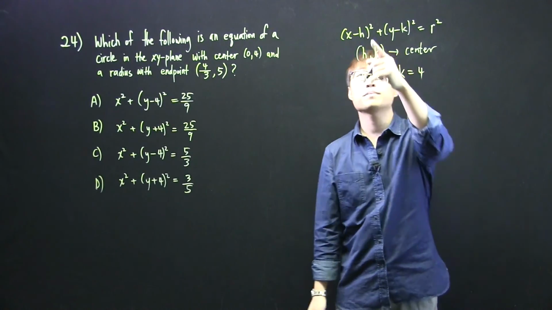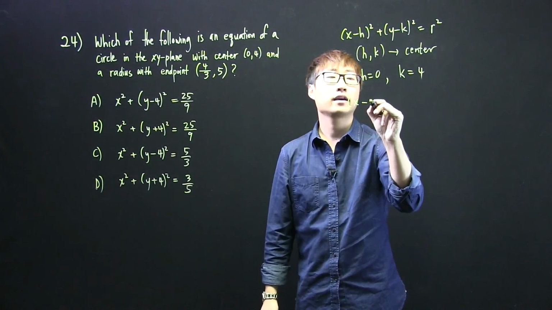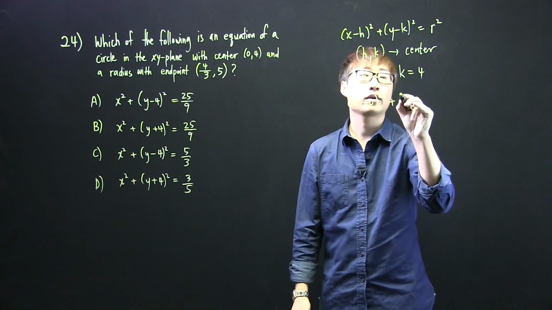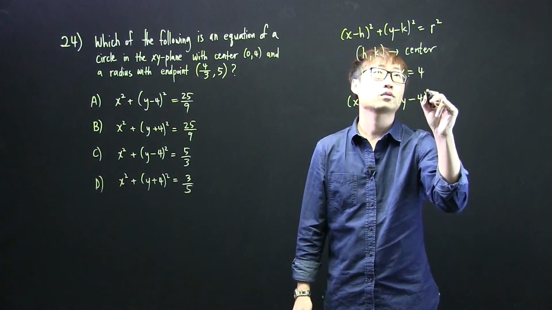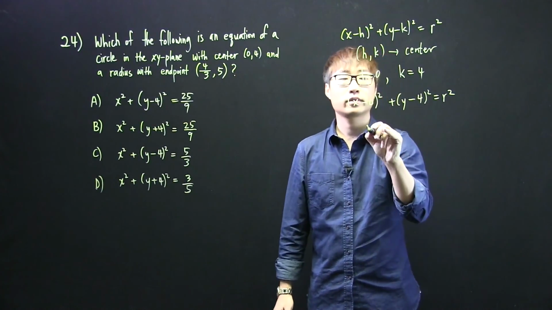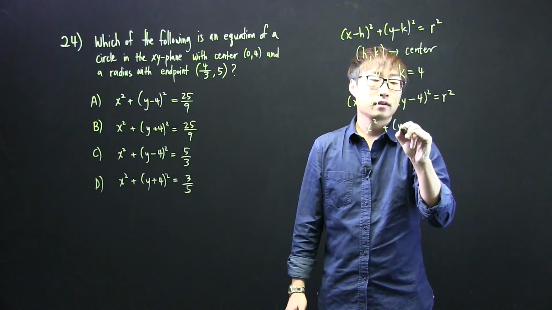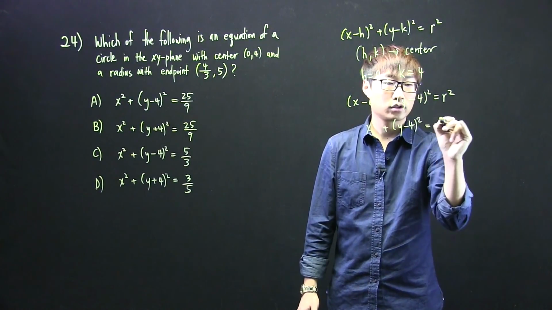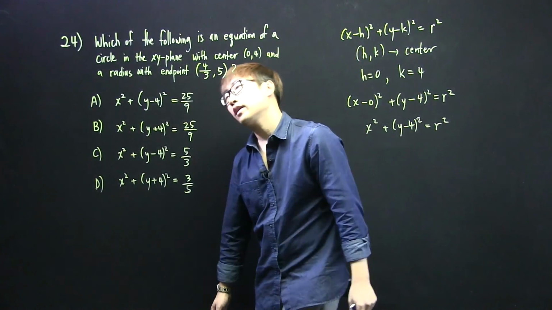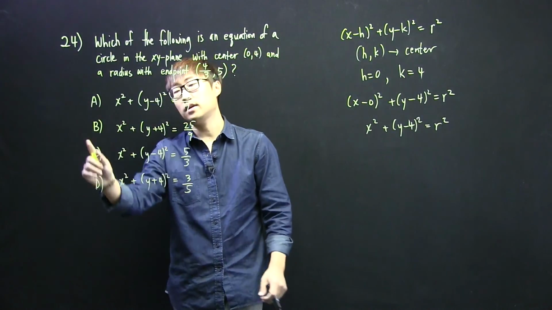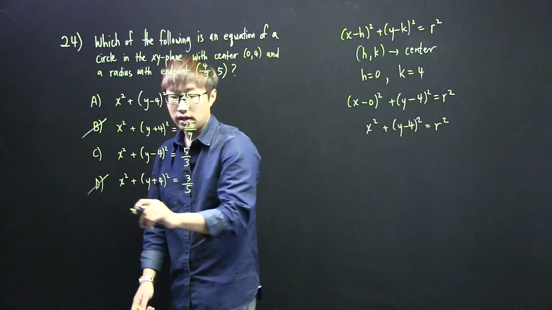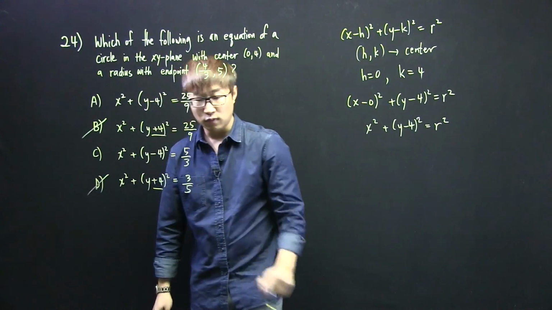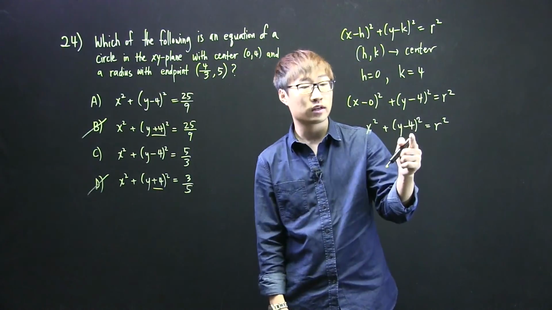So we can plug that in right off the bat, and it's going to be (x minus 0) squared plus (y minus 4) squared is equal to r squared, so it comes down to x squared plus (y minus 4) squared is equal to r squared. So just based on this, we can get rid of some choices, which are B and D, right? Because they both have plus 4 instead of the minus 4 that we're looking for.